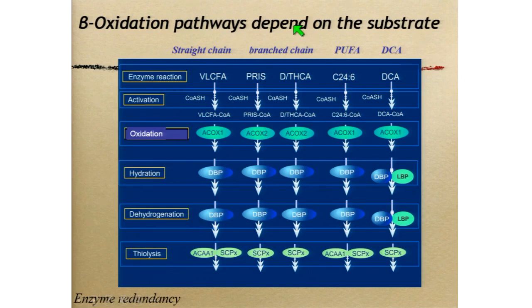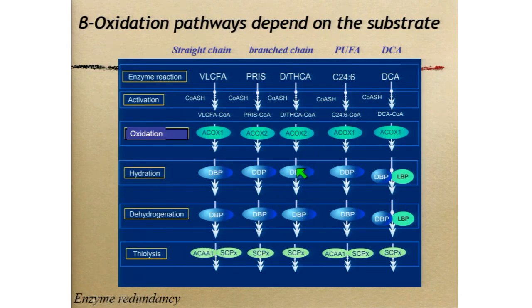And what this also shows you is that the different fatty acids that I mentioned before, the straight chain, saturated and unsaturated, the branch chains, the DHA and the bile acids have some overlapping, but also some different enzymes. So the acyl-CoA oxidase 2 is responsible for oxidation of the branch chain, whereas acyl-CoA oxidase 1 is for the others. D-bifunctional protein pretty much is involved in all of the oxidative steps. And then we have two enzymes involved in the thiolase.